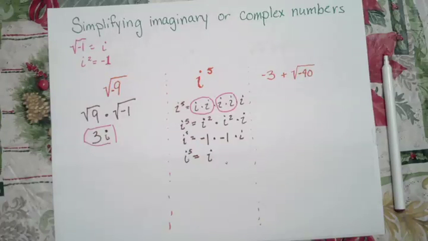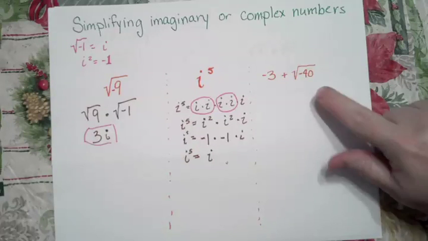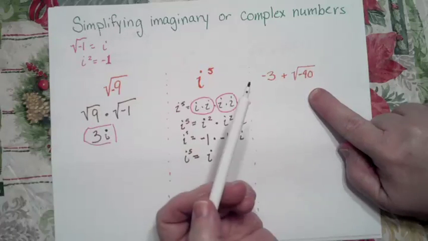Okay. And the last one, we have a complex number that we are going to simplify. And in this case, we've got -3 plus the square root of -40. Well, -3, it is what it is. It's a real number. You can't do very much with it. So it's going to just kind of hang out for the ride. But I need to do something with this because I can't have a radical with a negative in it.